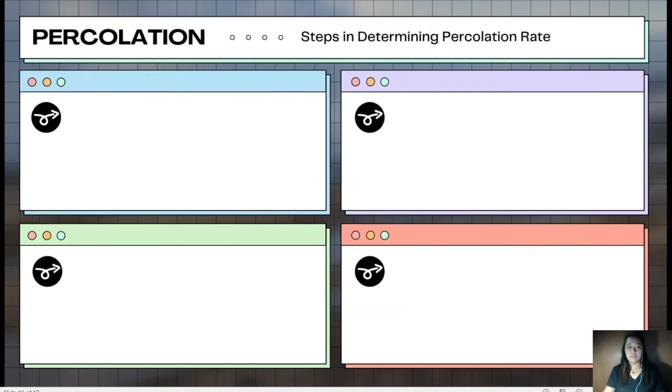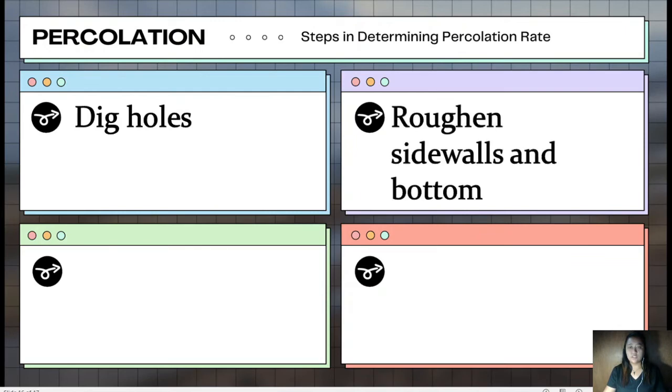We have 5 steps in determining the percolation rate. First is to dig holes. Dig at least 3 holes, 4 inches to 12 inches in depth. Second is roughen the sidewalls and bottom. Roughen or scratch the sides and bottom of the hole with a knife or nails driven into a board.